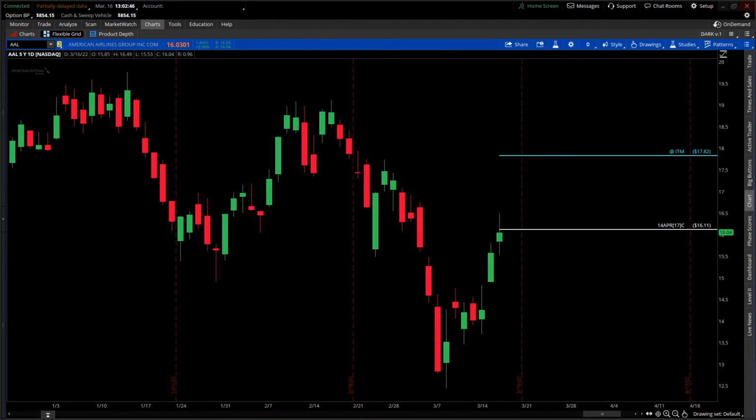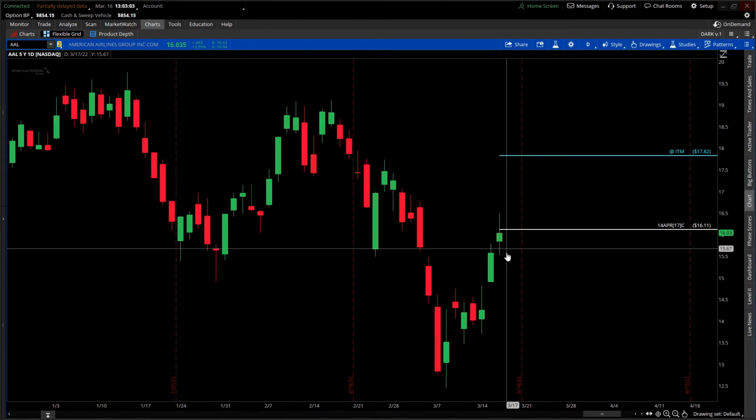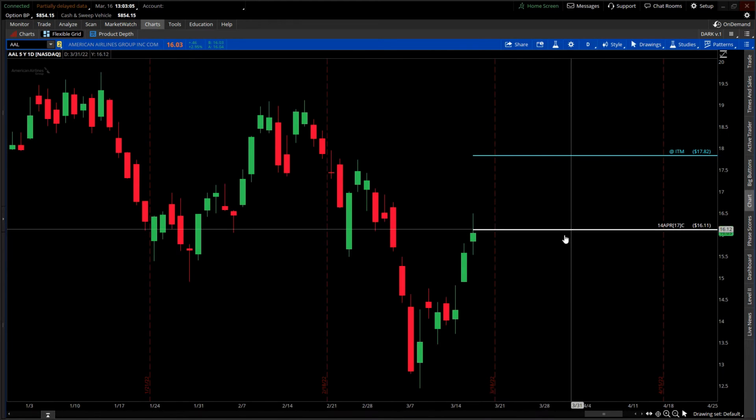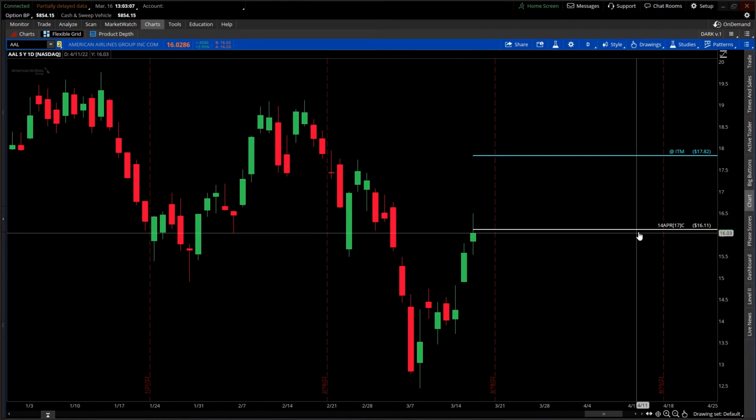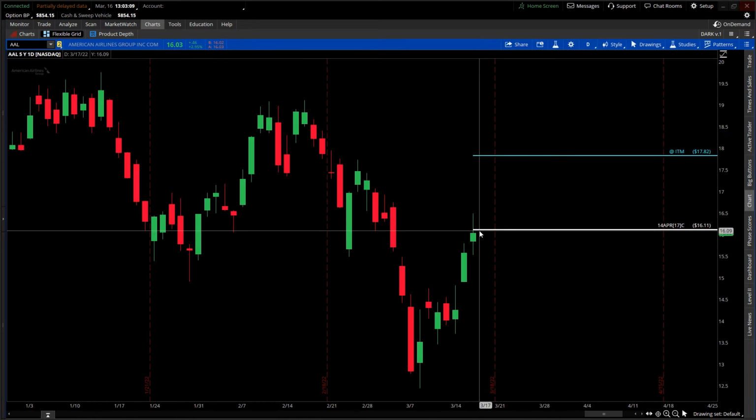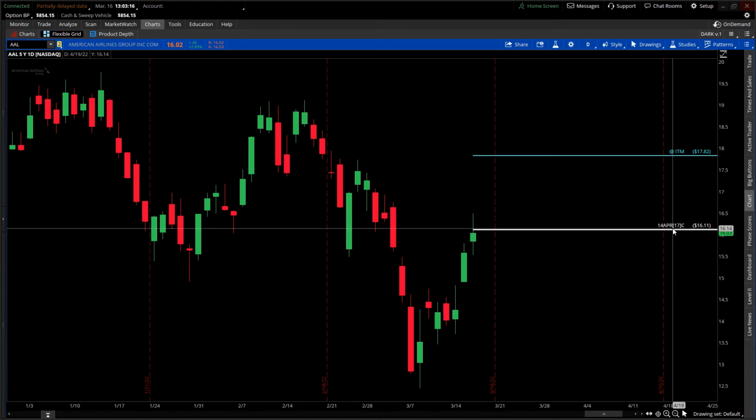Today is Wednesday, March 16th, and it's a little after 1 p.m. Eastern Time, and this is a daily chart for American Airlines Group, ticker symbol AAL. As of today's trading session, which is shown by this green candlestick, it's currently trading at $16.04. And this white horizontal line represents my entry for an option contract involving the April 14th, $17 strike call.